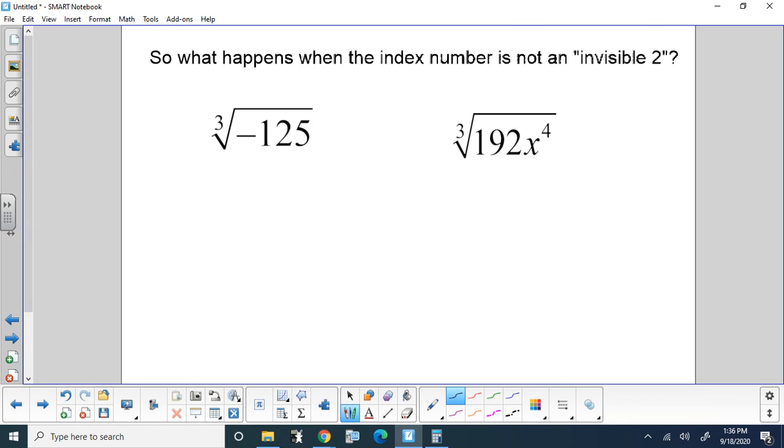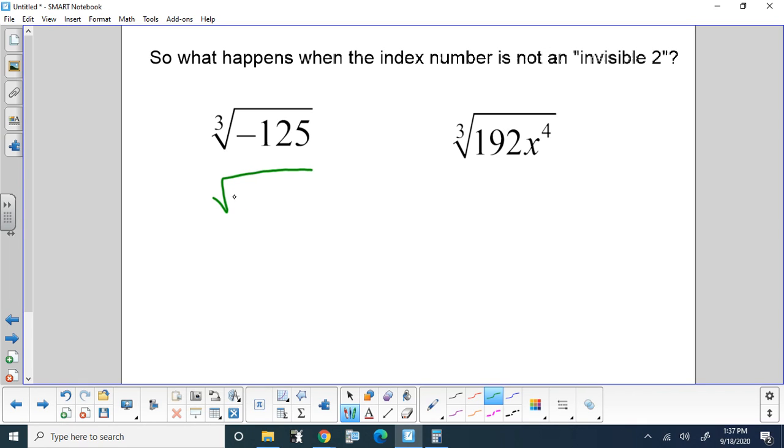Let's move on to problems that do not have an invisible 2 or that are not an index number of 2. Here we have 2 new examples. We have a cubed root. When working with a cubed root, you are looking for perfect cubes or groups of 3 of the same number multiplying together to equal the index number.